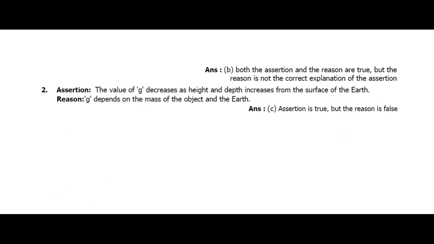B. Both the assertion and the reason are true, but the reason is not the correct explanation of the assertion. Second one, assertion: The value of g decreases as height and depth increase from the surface of the earth. Reason: g depends on the mass of the body object and the earth. The answer is C. Assertion is true, but the reason is false.